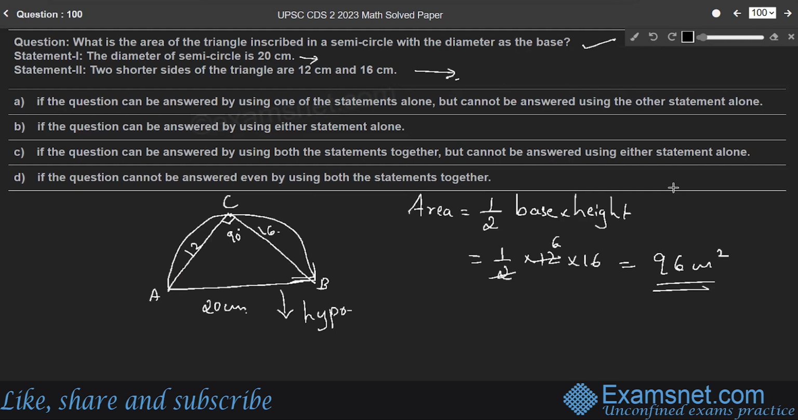To find the area, both the statements are required here. If you have only the diameter of the semicircle, it is not sufficient. We need base and height also, which is given in statement 2. So both the statements together, Option C is the right answer. Cannot be answered using either statement alone. Both the statements are required. Option C is the answer.